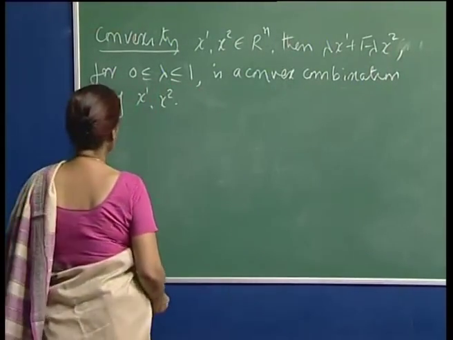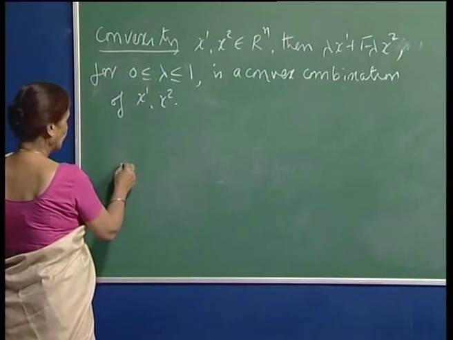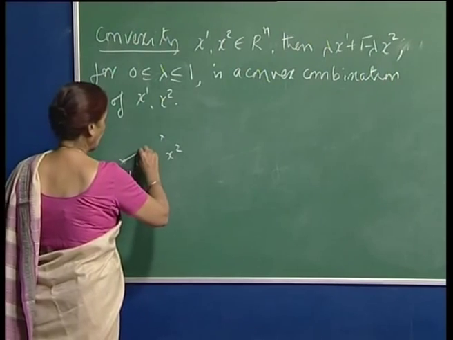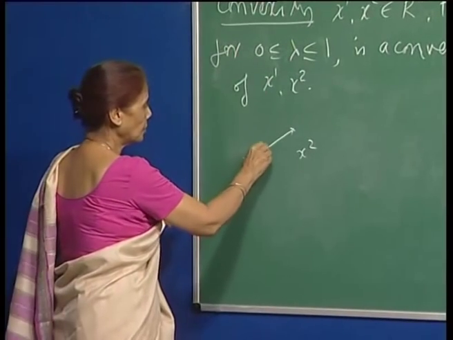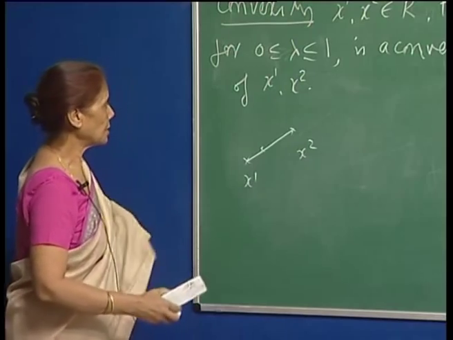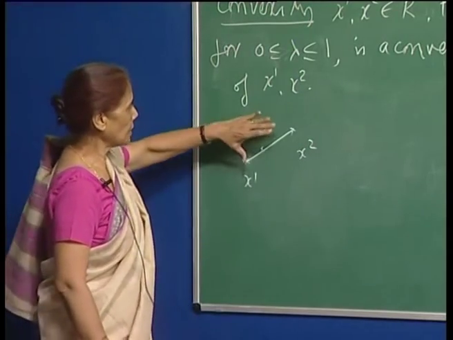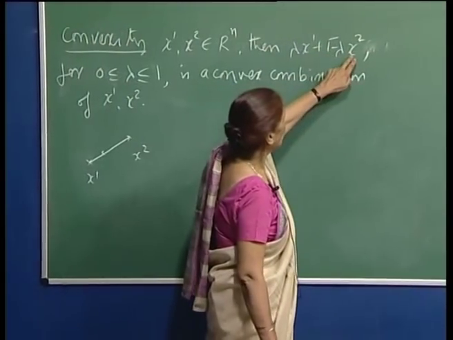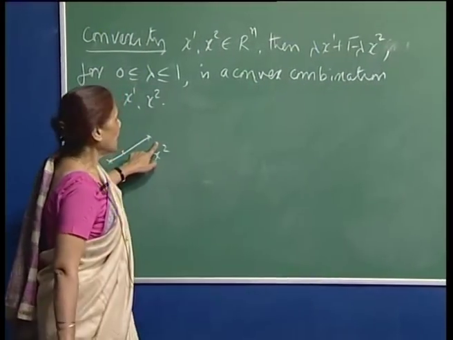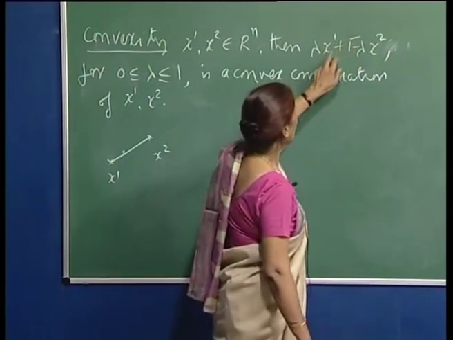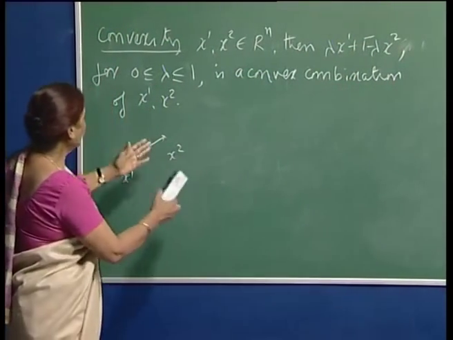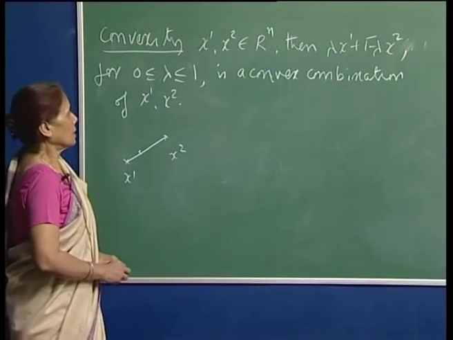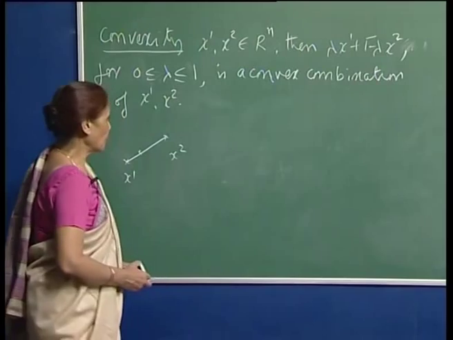Geometrically you can see what it means. If this is a point x1 and this is a point x2, then as you vary lambda, you get all the points on the line joining these 2 points. If lambda is 0, you get the point x2, that means you get this end. If lambda is 1, then 1 minus lambda is 0 and you get the point x1. For all values of lambda between 0 and 1, you get points on the join. So this is called a convex combination of 2 points.